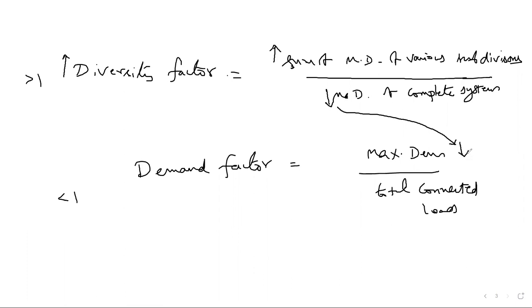So maximum demand is reducing in the sense, what about the demand factor? The total connected load is increasing. Why is the total connected load increasing? The individual subdivision unit values are increasing, that's why the total connected load is increasing, but the maximum demand is decreasing, therefore the demand factor decreases. Right, now is it clear to understand the relation between demand factor and diversity factor? Yes, sir. Right, good.